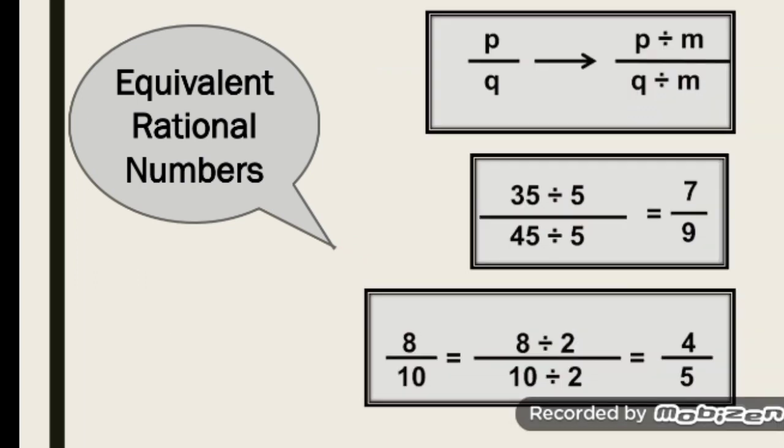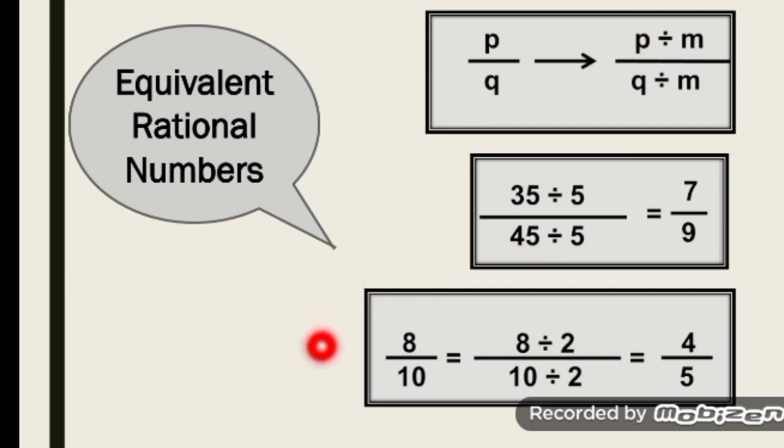In case of division, if we divide both numerator and denominator of a rational number by the same number, then we get an equivalent rational number. Let's see the examples. Here the rational number is 35 by 45. The common divisor of both 35 and 45 is 5. So after dividing both numerator and denominator by 5, we get 7 by 9. So 7 by 9 is an equivalent rational number of 35 by 45.